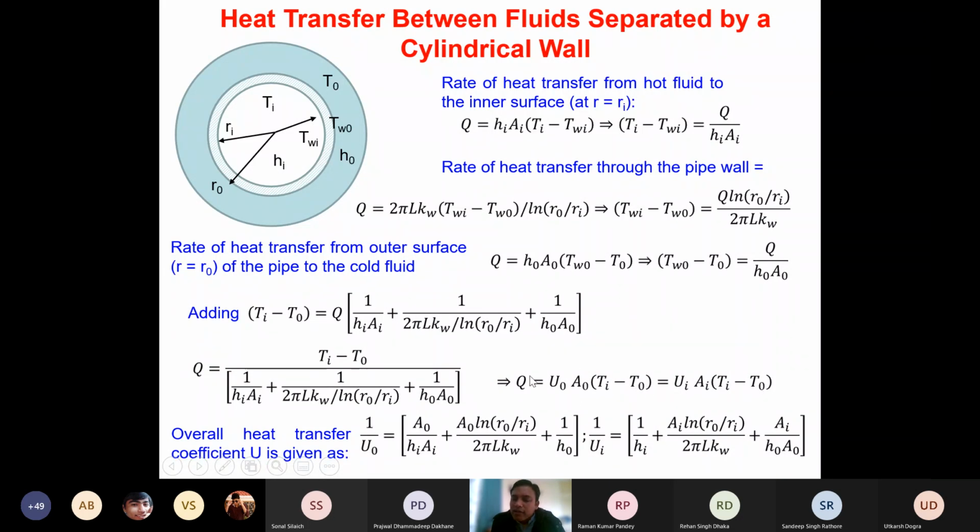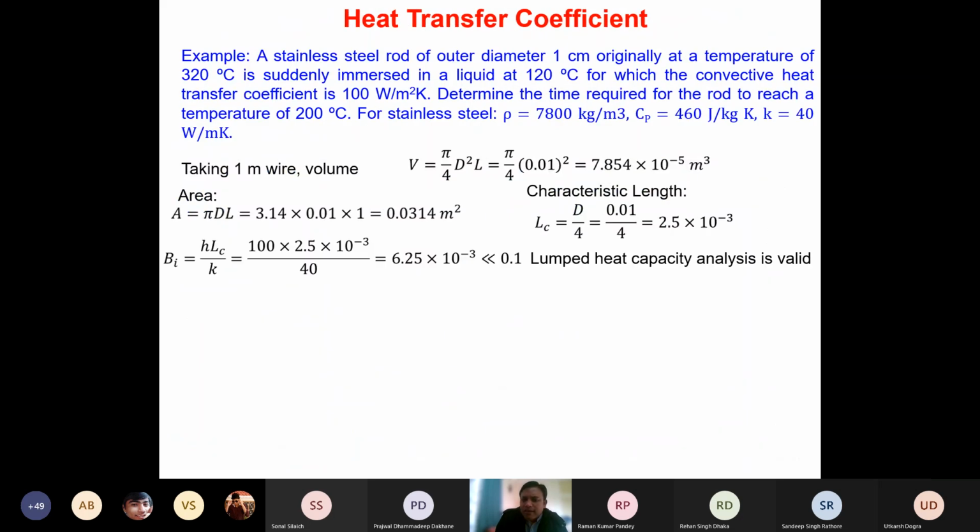Here you can see that Q can be represented in terms of the overall heat transfer coefficient, which, if defined in terms of the outer surface area, we call U naught. If defined in terms of the inner surface area, we call it Ui. The expressions for U naught and Ui are given here. Is it clear to everyone? Is there any question so far? No, sir. Okay.